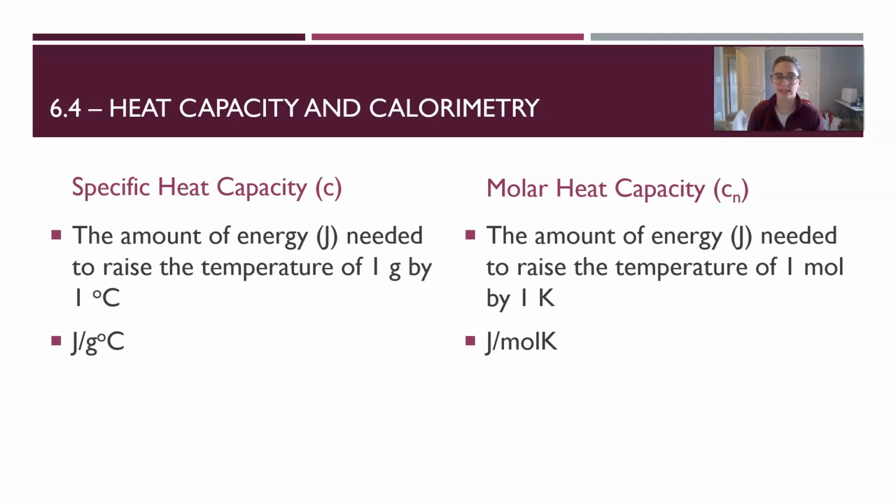Molar heat capacity is similar to specific heat capacity, except that it's the amount of energy, still in joules, needed to raise the temperature of 1 mole of a substance by 1 Kelvin. So molar heat capacity is using moles and kelvins, whereas specific heat capacity is using grams and degrees Celsius. So which constant you're going to use is going to depend on what the question asks and the units that you are given in the problem.